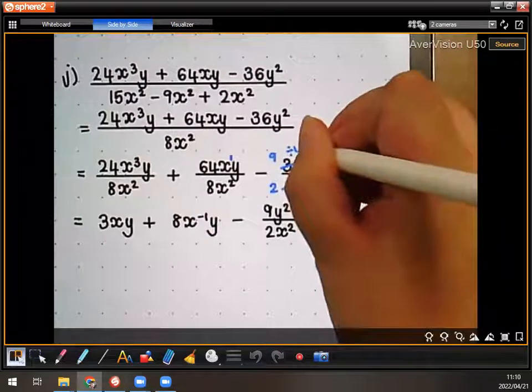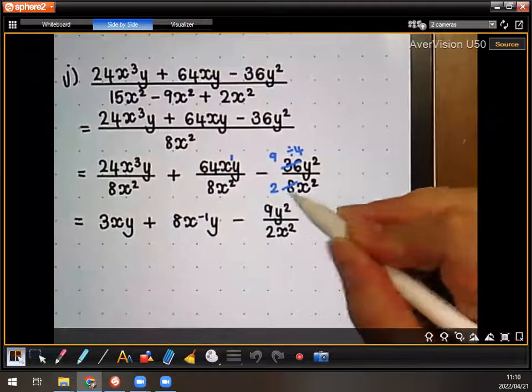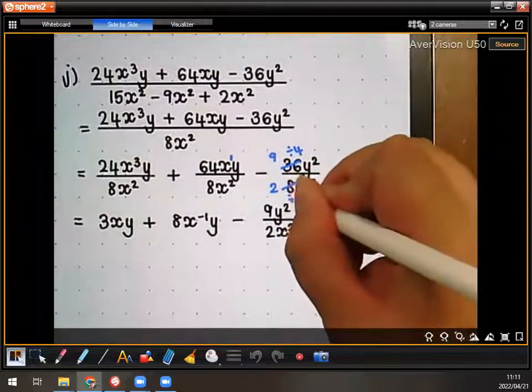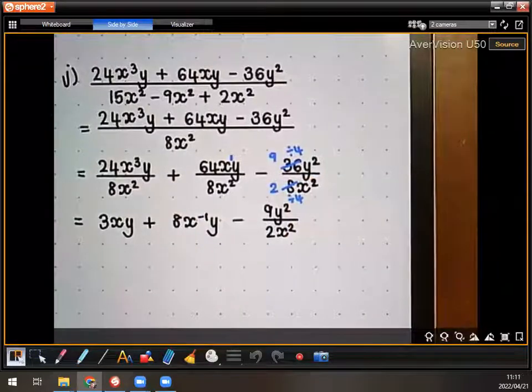So I'm saying 36 divided by 4. And then 8 divided by 4 is 2. So that's where that 2 comes from. So in your answer, you have to have 9 at the top and the 2 at the bottom.